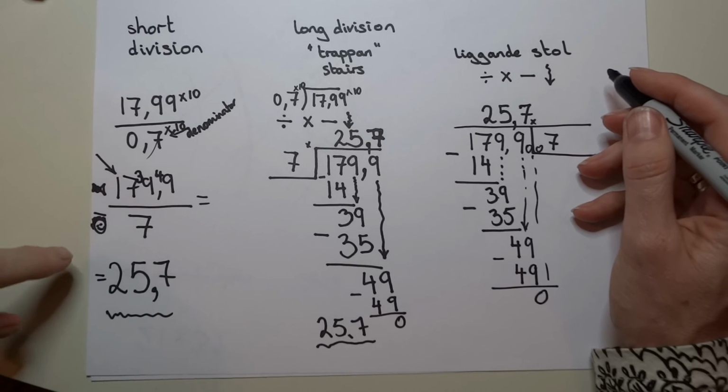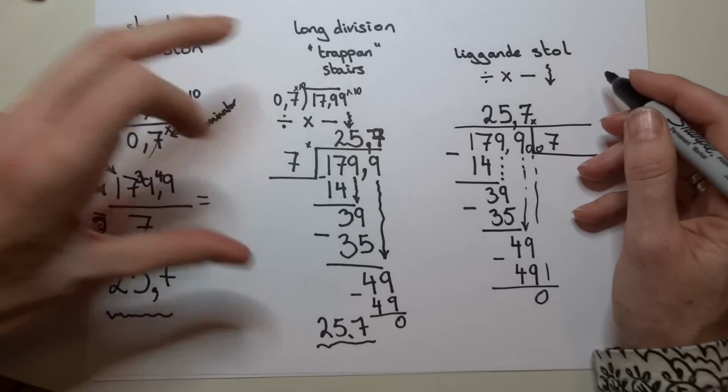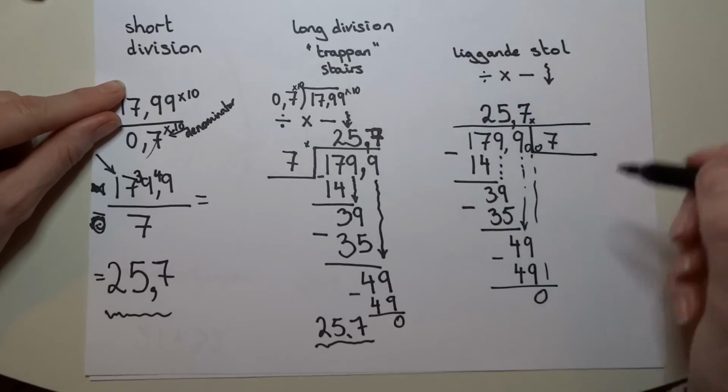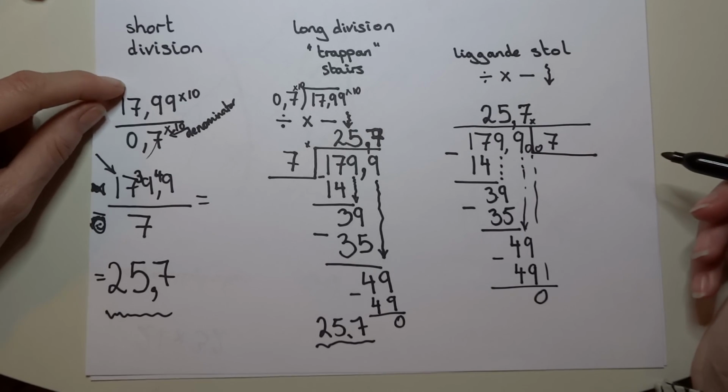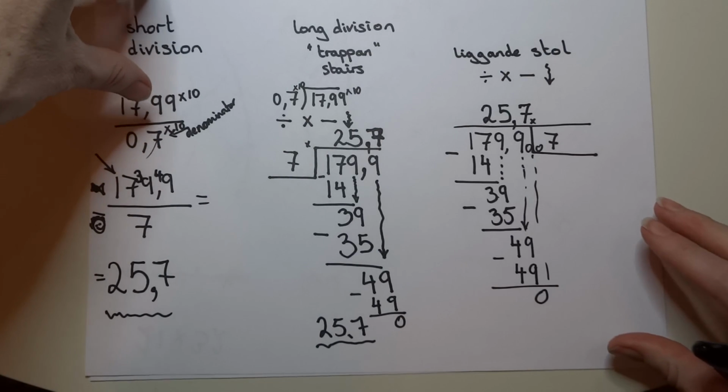But here you can see the similarities between short division, the method called the stair method of long division, or the lying horizontal stool method, also a different method of long division. And they're actually very similar to one another, but the short division method can actually save a lot of time.